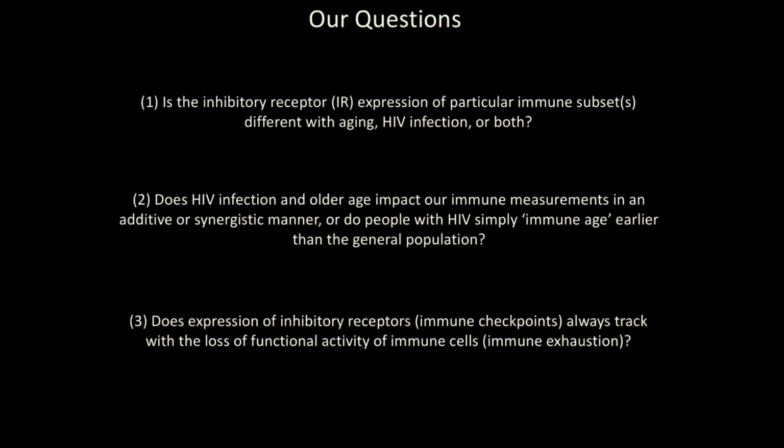So our questions were, first of all, is the inhibitory receptor expression of particular immune subsets different with aging, HIV infection, or both? Does HIV infection and older age impact our immune measurements in an additive or a synergistic manner?